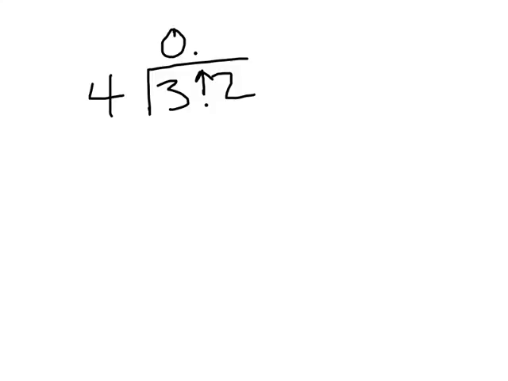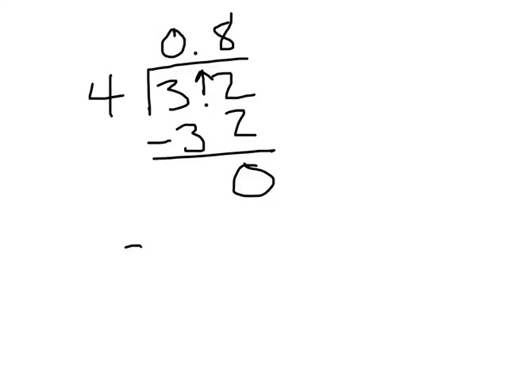How many times does 4 go into 32? 4 goes into 32 8 times. 8 times 4 is 32, and when I subtract, I have none left over. So 3 and 2/10 divided by 4 is 8/10.